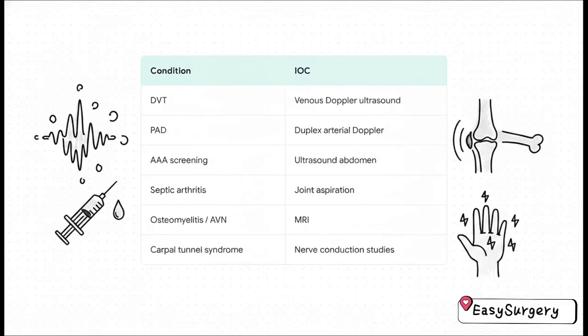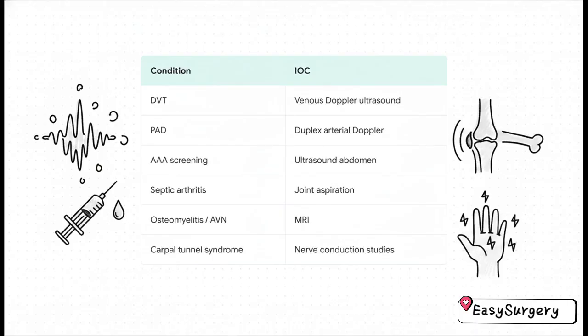To round out our IOCs, let's look at vascular and ortho. Vascular workup logically leans on sound waves. You're deploying a venous Doppler ultrasound for DVT, a duplex arterial Doppler for peripheral arterial disease, and a standard abdominal ultrasound for AAA screening. Moving into ortho, a swollen red joint where you suspect septic arthritis, that requires immediate joint aspiration.